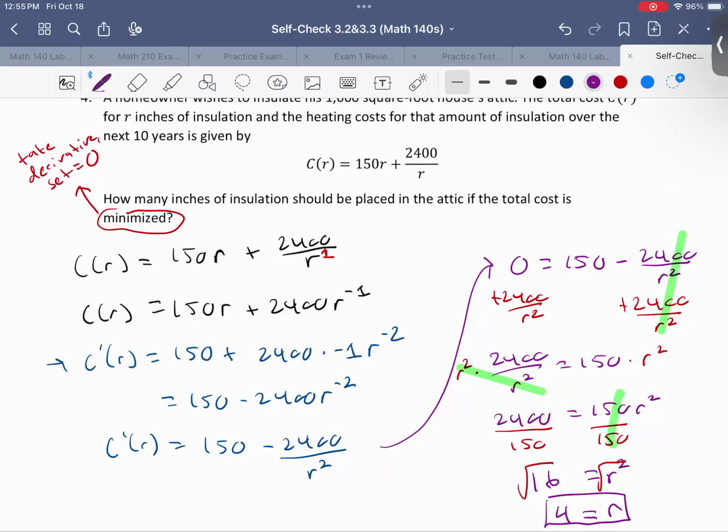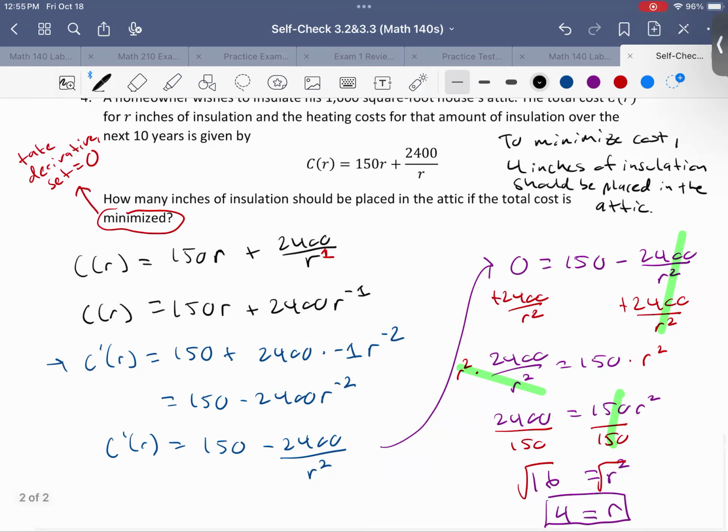Okay. So what does this mean in context of the problem, right? That means to minimize costs, 4 inches of insulation should be placed in the attic. Okay, so that is the answer.